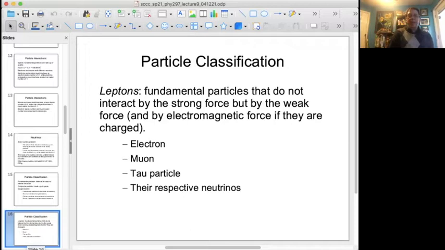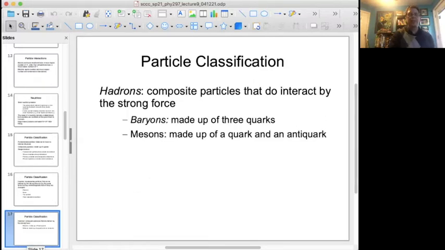The leptons do not interact by the strong force, but by the weak force and by the electromagnetic force if they are charged. And so we've already talked about this. The electron and the muon, the tau particle is another lepton, and their respective neutrinos. So each of those leptons has a neutrino associated with it.